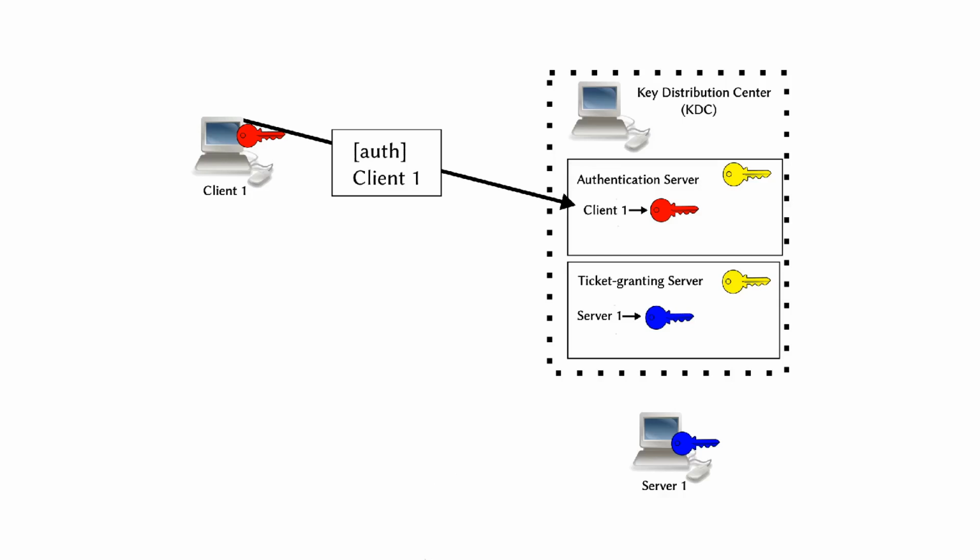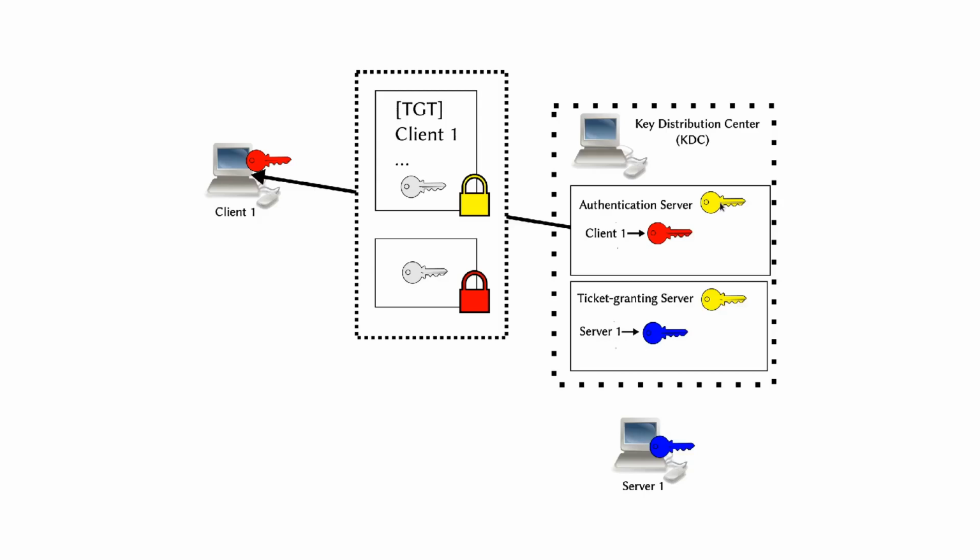So the first step is that client 1 wants to authenticate itself to prove that it is actually client 1, and for that it sends an authenticate message to the authentication server. The authentication server gets the message, and then it responds with another message which contains a session key, the gray key here that it has just created, and it encrypts the session key with the client's key, the red key.